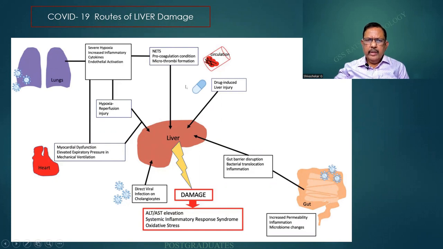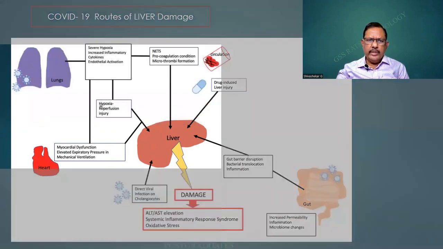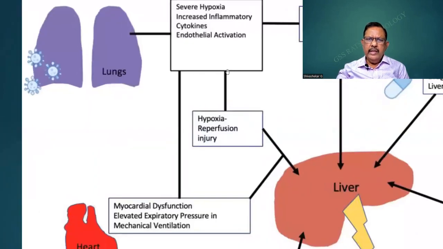Now, students, this is an extremely important slide. I have got regions such as the lungs, the blood, drugs that are being used, the GIT, and the heart. Also, I find that there are different arrows pointing to the liver. What does this particular chart show us? In the lung, for example, there can be a severe hypoxia, inflammatory cytokines, and endothelial activation.